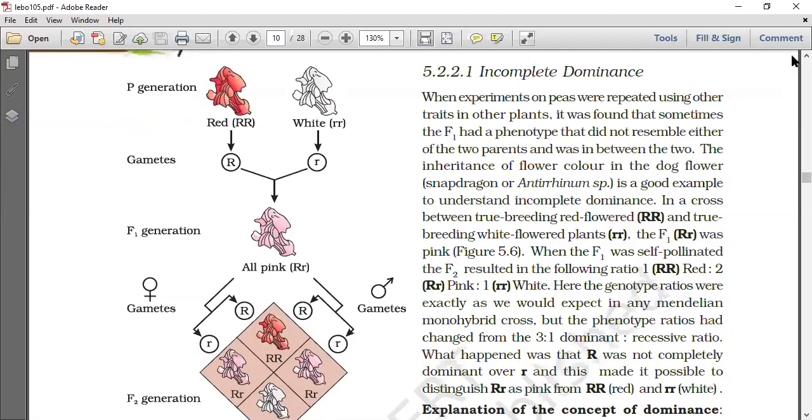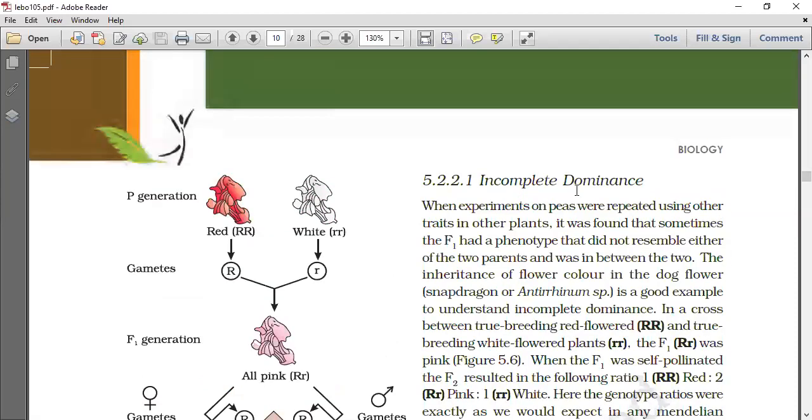We continue with these issues: incomplete dominance, codominance, Mendel's dihybrid cross, and independent assortment of Mendel. That is all we need to continue with.